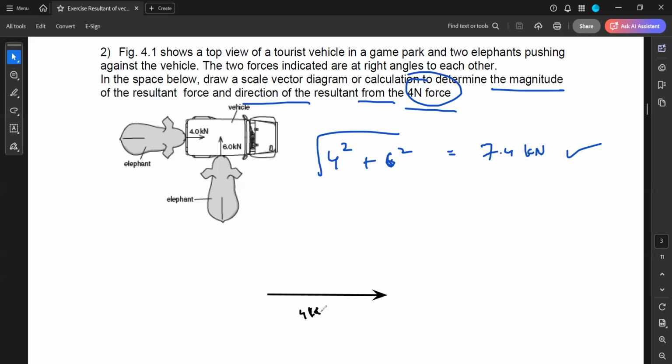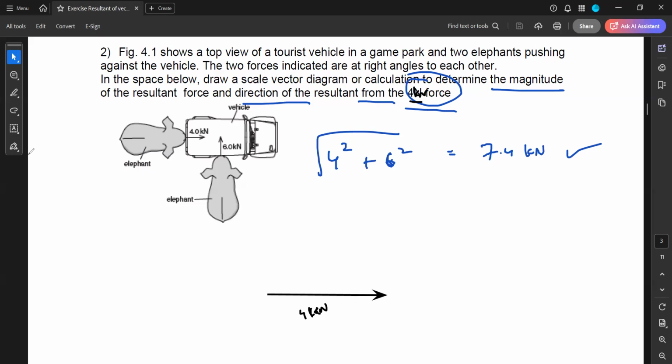Yes, Anas? Sir, they're asking about the 4 Newton, not the 4 kilonewton. Are we supposed to convert something here? No, it's because I typed the question, and by mistake the K is missing, but it is kilonewton. Oh, okay, sir. So 4 kilonewton is there.